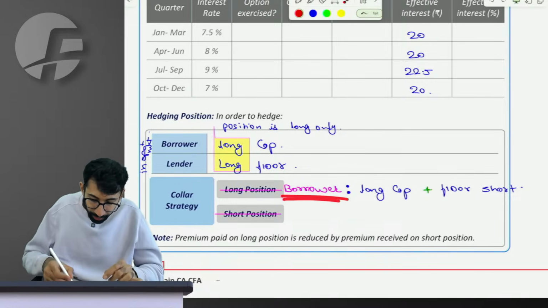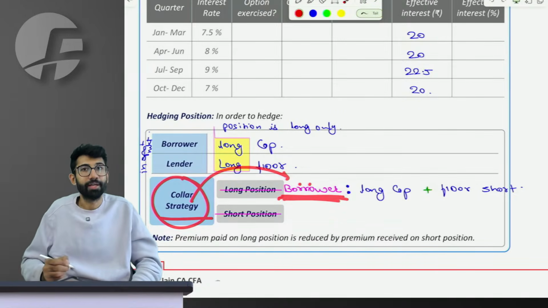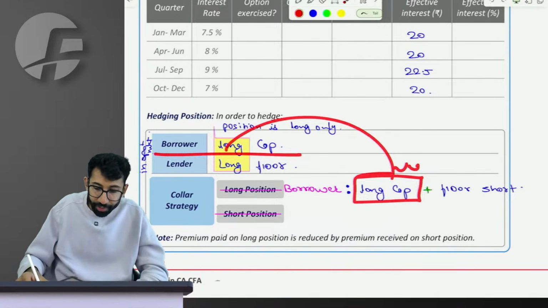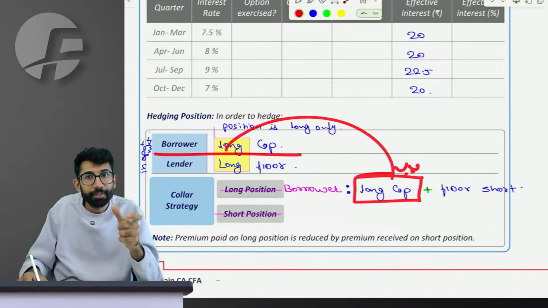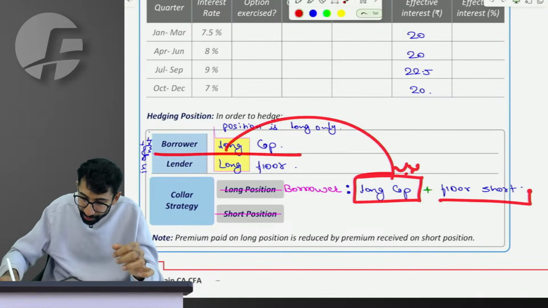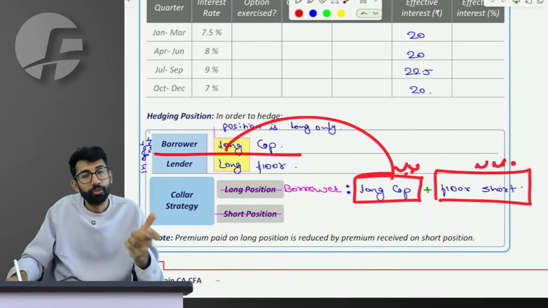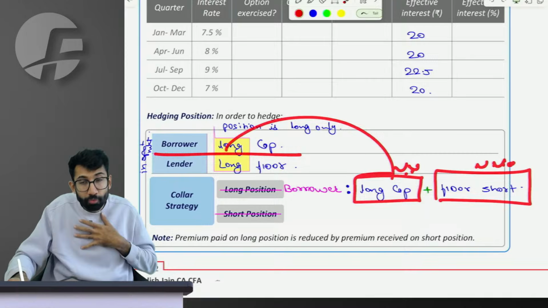Sir, something related, an extension of hedging, which is the collar strategy. As a borrower, you will long a cap, but do you agree that buying a long option ultimately makes you pay the premium? Ultimately, you have to pay the premium for the long, which will increase your cost. So simultaneously, you also take a short position in the floor. You not only buy a cap, which means you have the option to borrow.